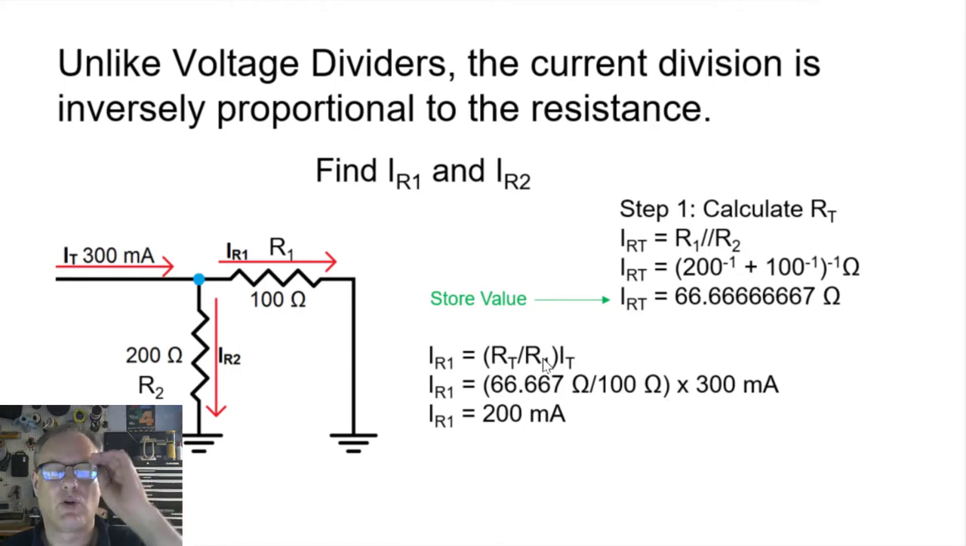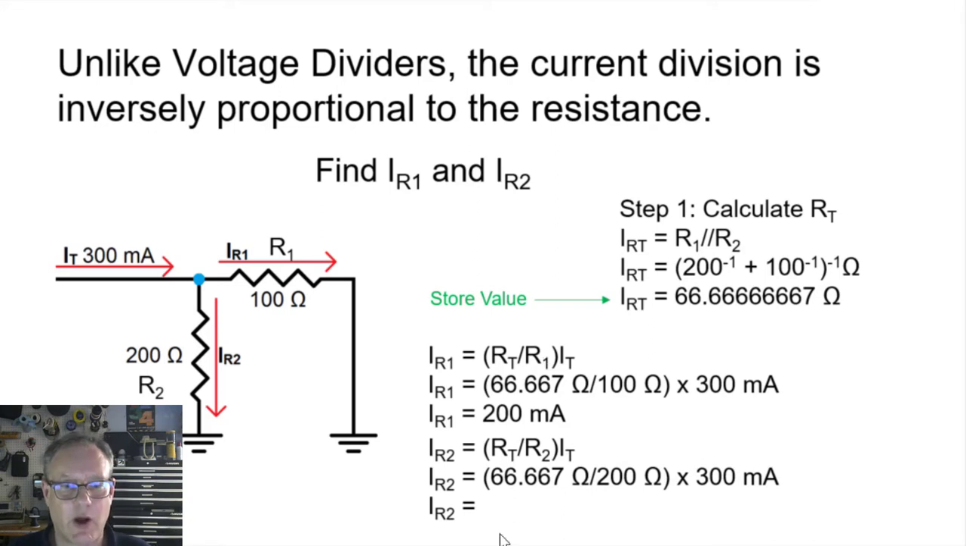Okay, let's move forward. I'm going to plug some values in here, and I'm going to do this again for the 100 milliamps. If you actually use that 0.6666 and you divide that by 100 and multiply it by 300, you will get exactly 200, if you use a calculator, right?